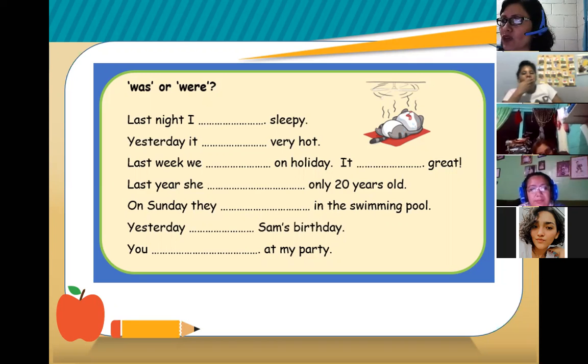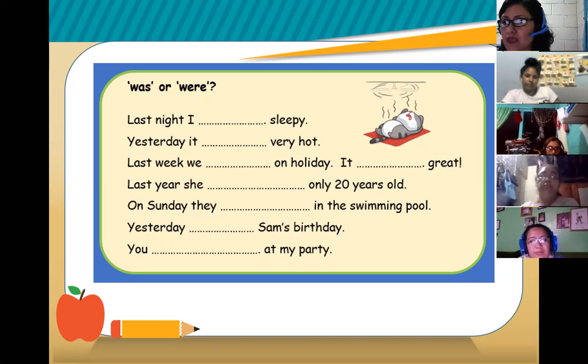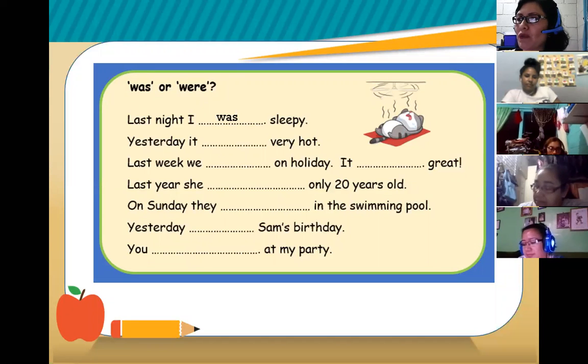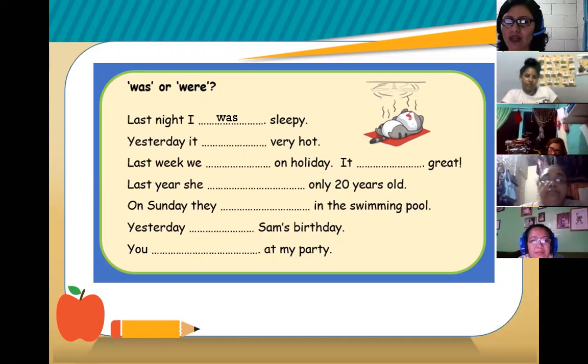What is the meaning of sleepy? Sleepy, what is that? Es un adjetivo. Estaba con sueño, ¿verdad? Adormitado, decimos en español. Okay. I was sleepy. Okay, very good. Muy bien. What about the second one? Yesterday. What? Muy bien. It, excelente.